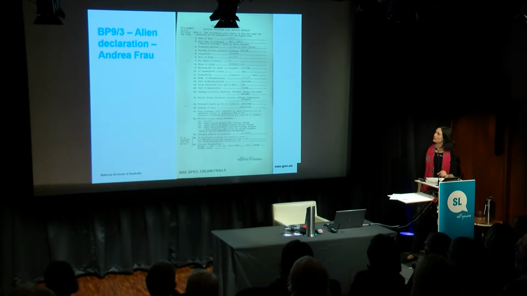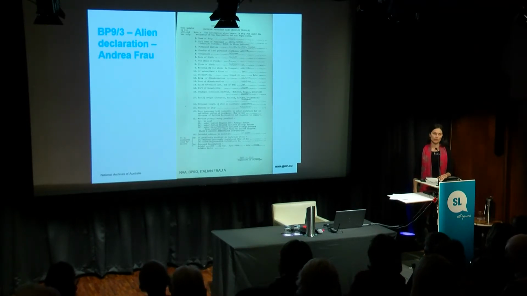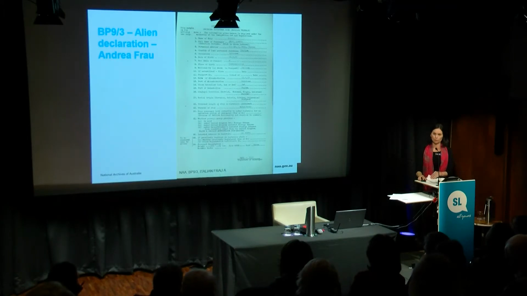So BP 9/3, that series, contains personal statements and declarations of aliens entering the state of Queensland. These details were collected by the customs officer, and you can see here on this record it also includes his arrival details, the name of the ship and the date. So you'd be pretty happy, I think, if this was your family and you found all of these records.